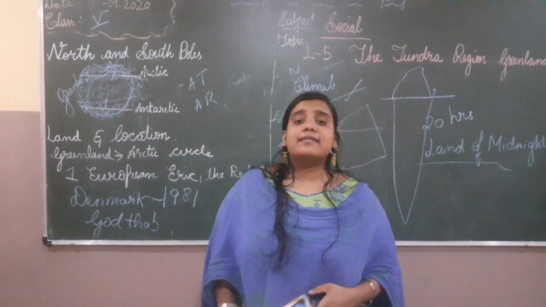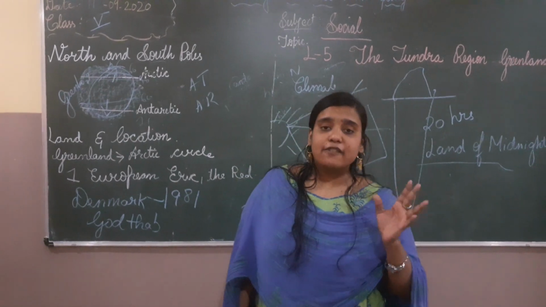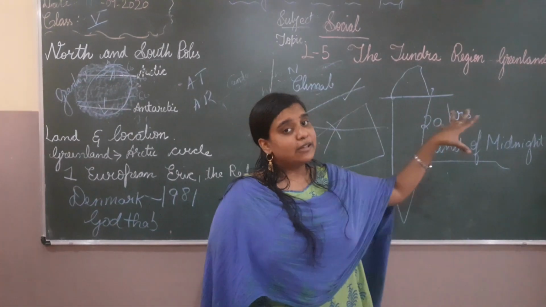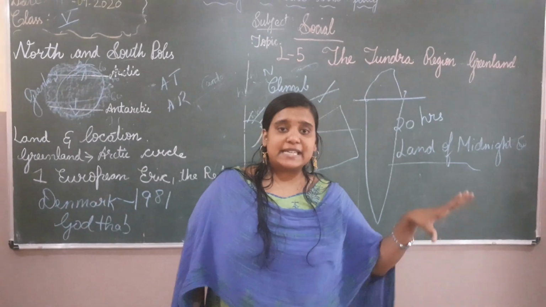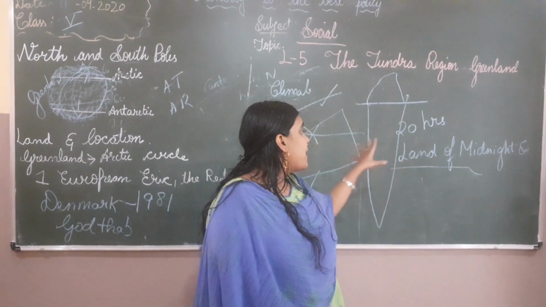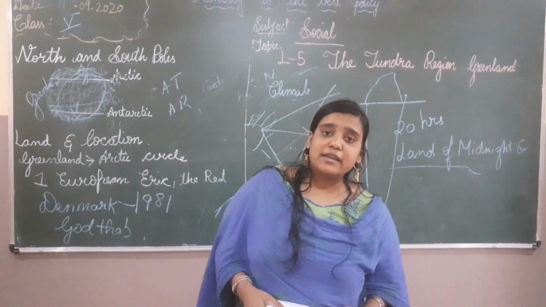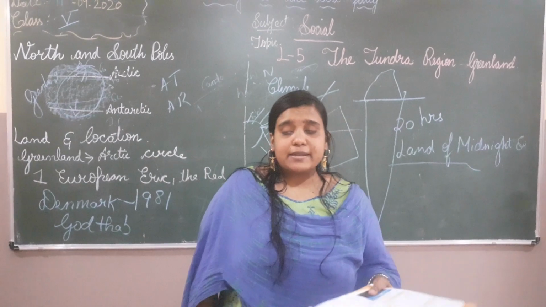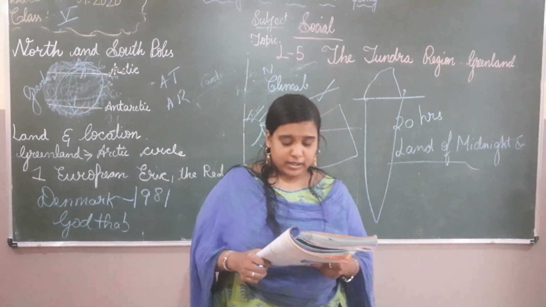During summers, at 20 hours, the sun will be rising over there. Even at midnight, you can see the sun rising over there. So it has got the name Land of the Midnight Sun. Greenland and Norway have got the name Land of the Midnight Sun, because even at midnight you can see the sun over there. Summers are very cold, but winters are very harsh and very cold.